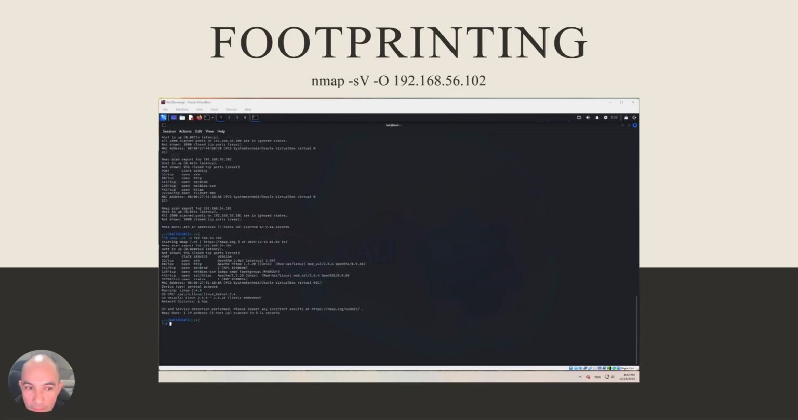Footprinting: we can see open ports, for example 22, port 80, port 139, port 443, and 445. We can see the system is a Linux 2.4.7.